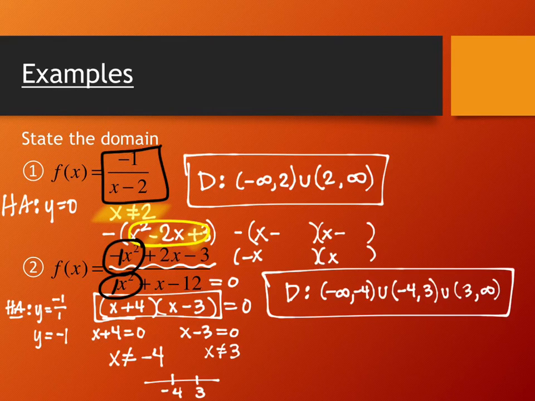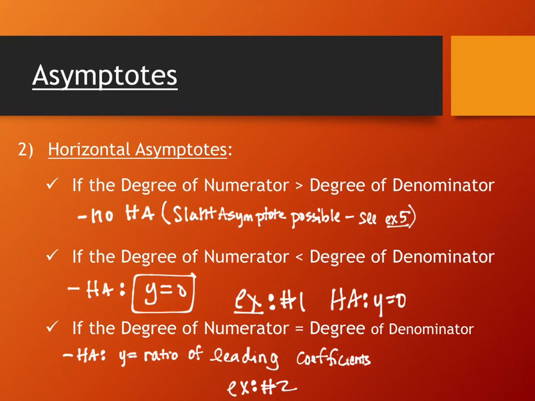I still want to say simply again. It's just y equals -1. That's my horizontal asymptote. So over here on example 2, my horizontal asymptote was y equals -1.